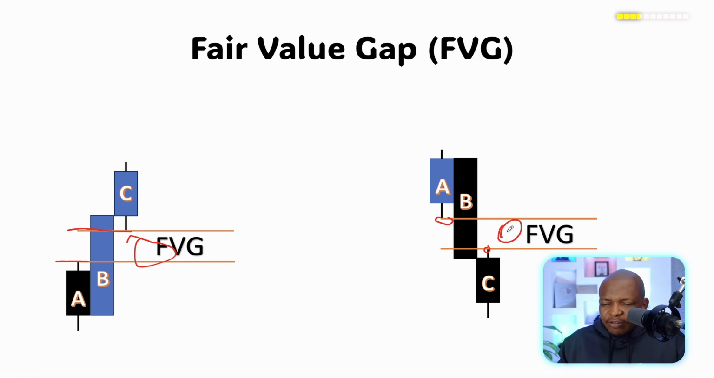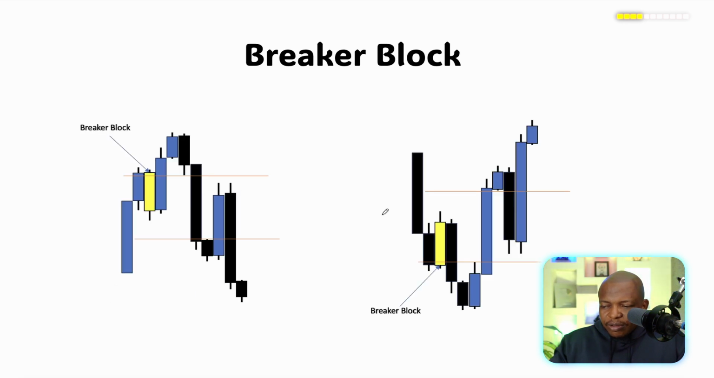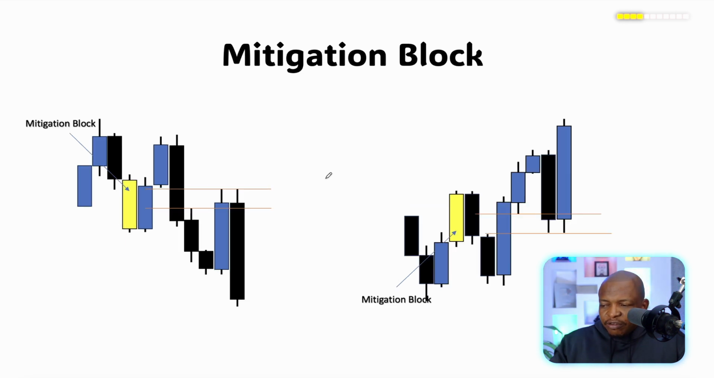So if you go back and look at those blocks that I talked about, you can see that all of them have a fair value gap. Because it has a fair value gap, that is what makes this order block valid. If this closes this way, then we will not consider this an order block. For breaker block 2, there's a gap between this candle and this candle. For mitigation block, there's a gap between this candle and this candle. This is what makes these blocks valid.